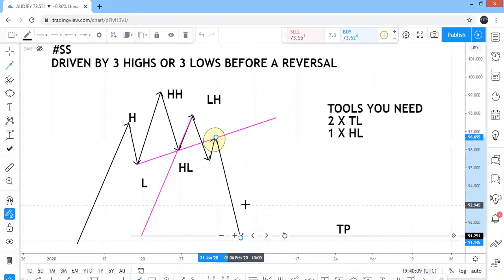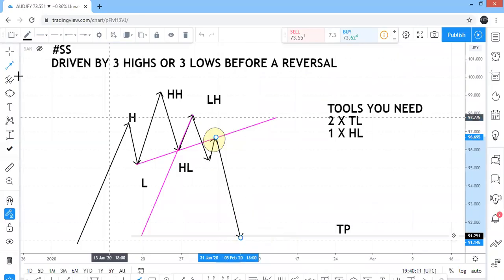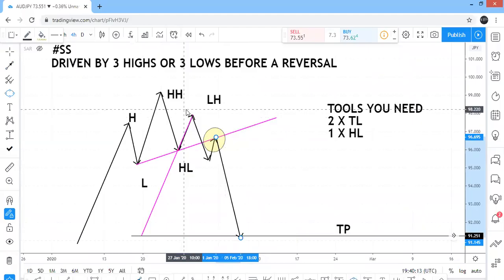It's just like the rhombus. It's subjective to the user. But you can set your stop loss above the lower high. How many pips is up to you.